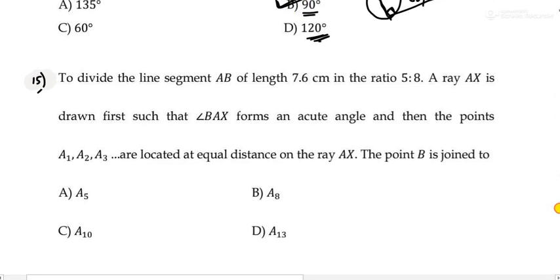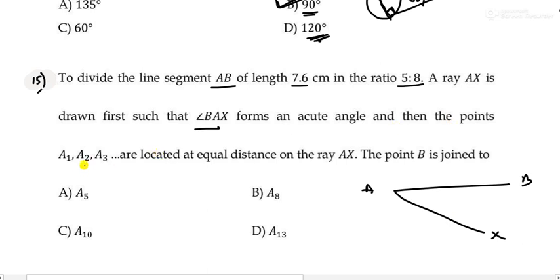Okay, moving to question number 15 now. To divide a line segment of length 7.6 centimeters in the ratio 5:3, a ray AX, once again this is AB and this is AX, is drawn such that BAX is 90 degrees. Then the points A1, A2, A3, A4, A5 and so on are located at equal distances on AX, and the point B is joined to the last point. So for example, this is B.